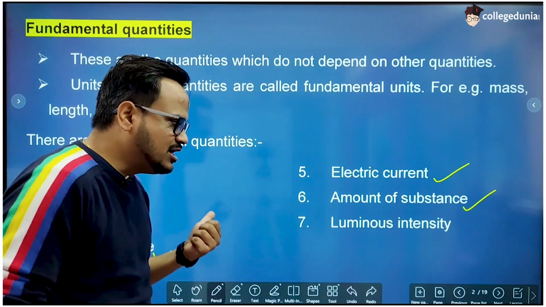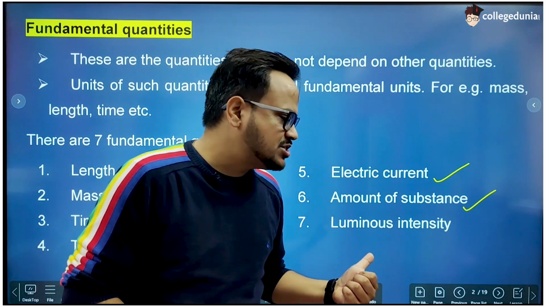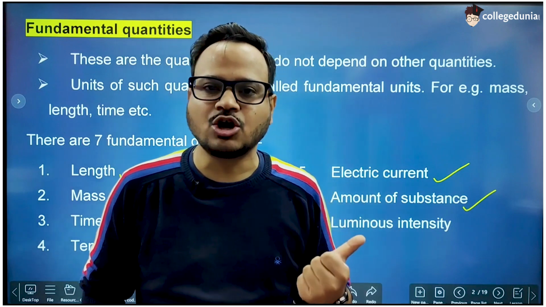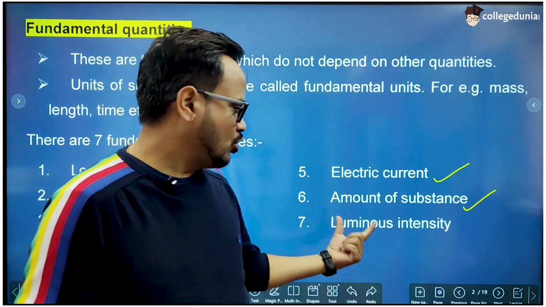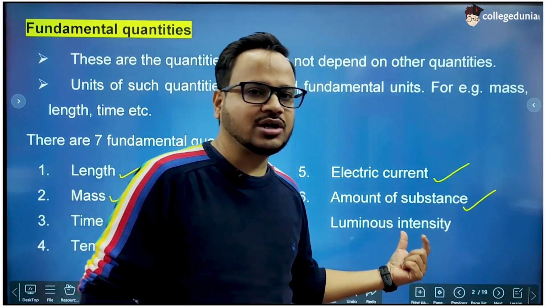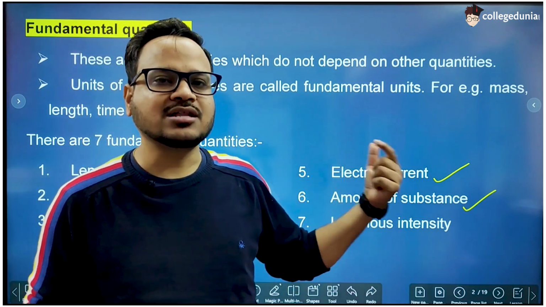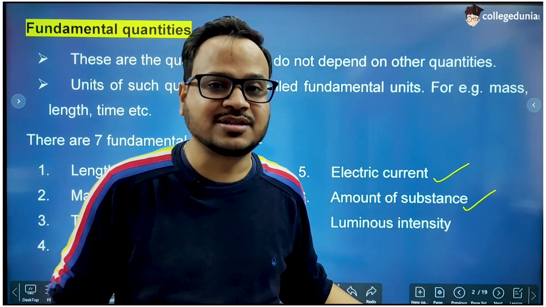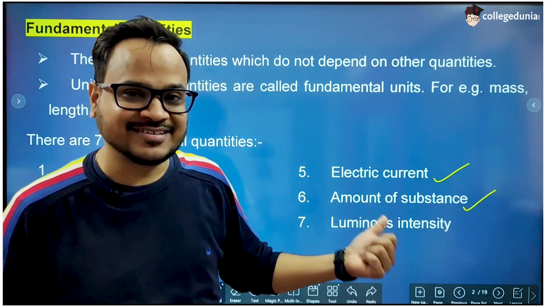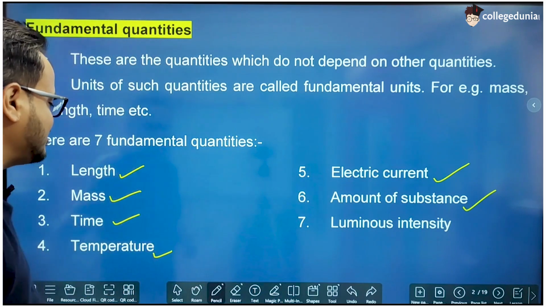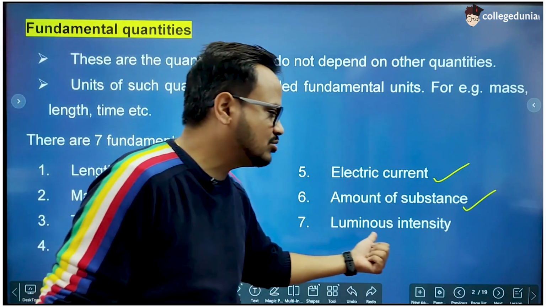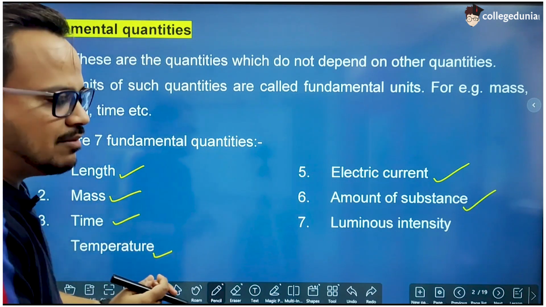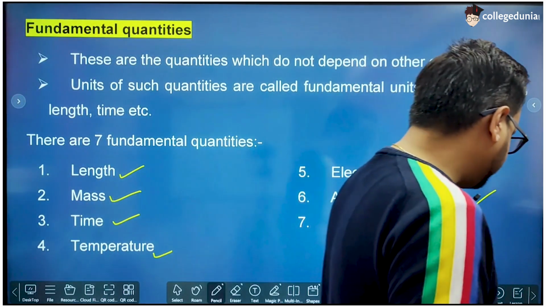And the 7th is luminous intensity, which is a quantity related to the measurement of the intensity of light. We are not going into the details of this quantity. You are going to study it in class 12th in the chapter on optics, if it is going to be in your syllabus in the next session. In this session, this quantity is not in the syllabus, so you are not going to study it in any of the chapters, right? So these are the 7 fundamental quantities.